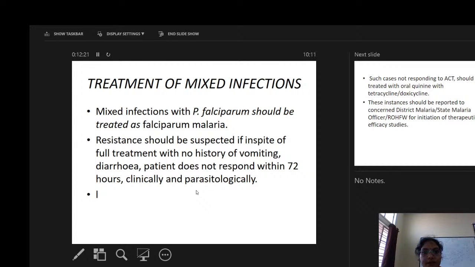Now, treatment of mixed infections. Mixed infections with Plasmodium falciparum should be treated as falciparum malaria itself. So remember that: mixed infections means you will have falciparum and other parasites in one patient, and any infection with falciparum should be treated as a falciparum malaria case. Resistance should be suspected if, in spite of full treatment with no history of vomiting or diarrhea, the patient does not respond within 72 hours clinically and parasitologically.